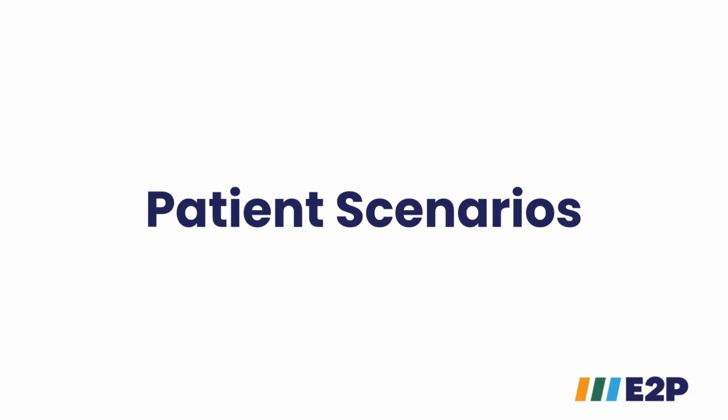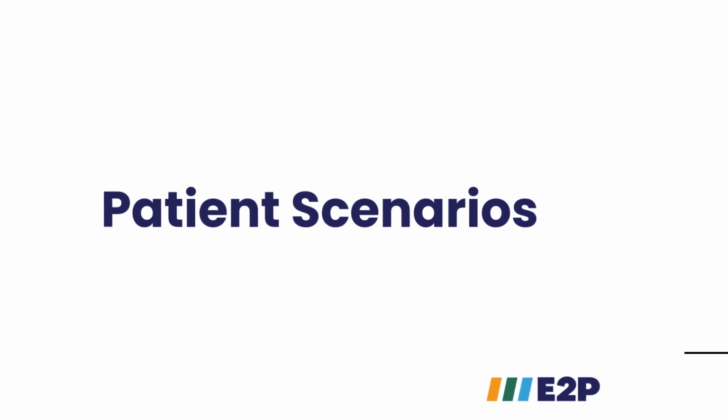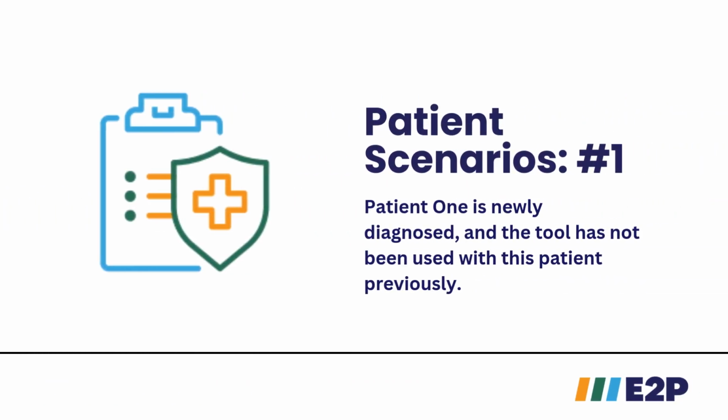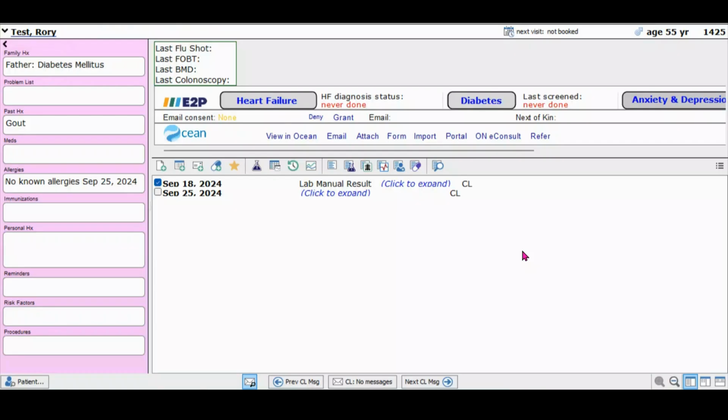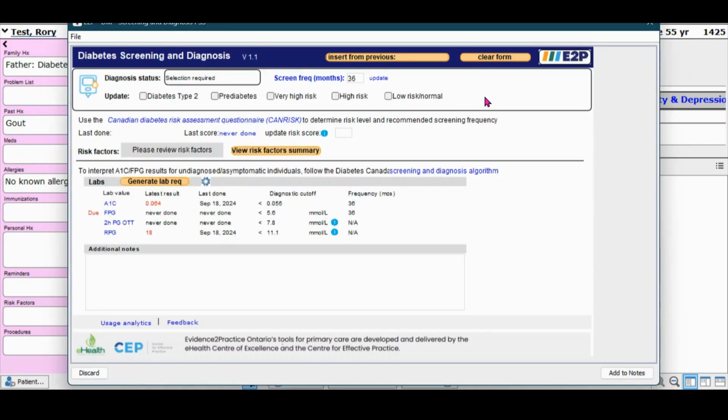Here we will demonstrate E2P tools based on two different scenarios. Patient 1 is newly diagnosed and the tool has not been used with this patient previously. For a patient who does not have pre-diabetes or diabetes in their problem list, the toolbar will inform you when the screening form was last completed. Clicking on the diabetes button will trigger the screening and diagnosis window to open.